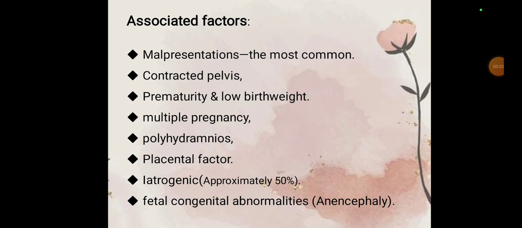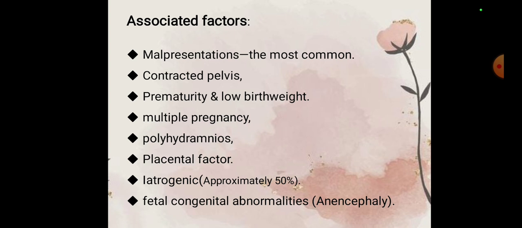Associated factors: first, malpresentation, the most common risk factor, then contracted pelvis. In contracted pelvis, the presenting part fails to accommodate the lower uterine segment. Then prematurity and low birth weight, multiple pregnancy, polyhydramnios, and placental factors, for example low-lying placenta, where the cord insertion will be in the lower uterine segment. If the membranes rupture, there is a high risk of prolapse. Iatrogenic causes, for example artificial rupture of membranes when the presenting part is not engaged.